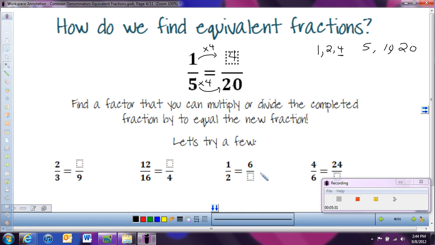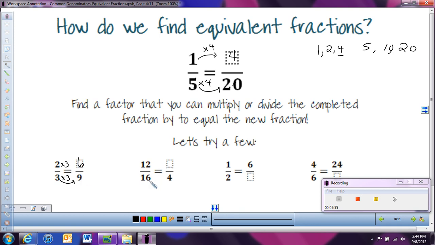We can try to couple them here so we can practice writing equivalent fractions. Here we have 2/3, and we want to know how many ninths that is. All right, well, how many times does 3 go into 9? 3 times 3 is 9, and whatever we do down here to the bottom, we're going to do to the top. So 2 times 3 is 6. So 2/3 equals 6 ninths.